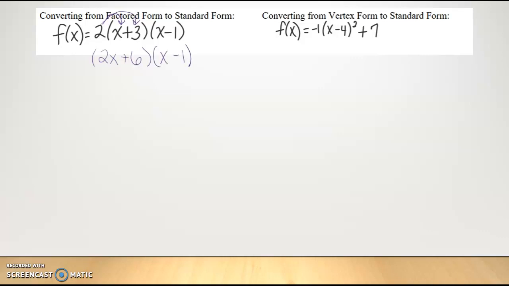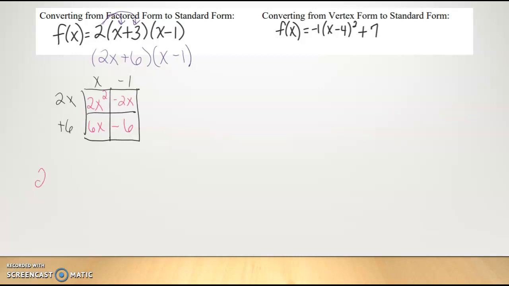And now I see that I am multiplying two binomials. We like to use the box method when I multiply binomials. So I'll put 2x plus 6 along the side and x minus 1 across the top. 2x times x is 2x squared. 2x times negative 1 is negative 2x. 6 times x is 6x. And 6 times negative 1 is negative 6.